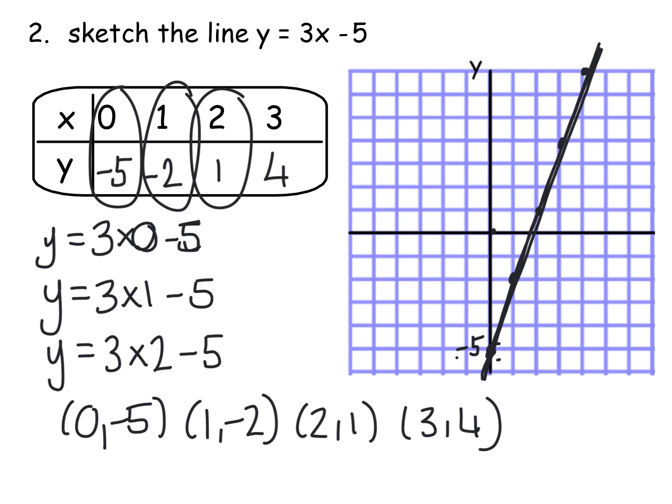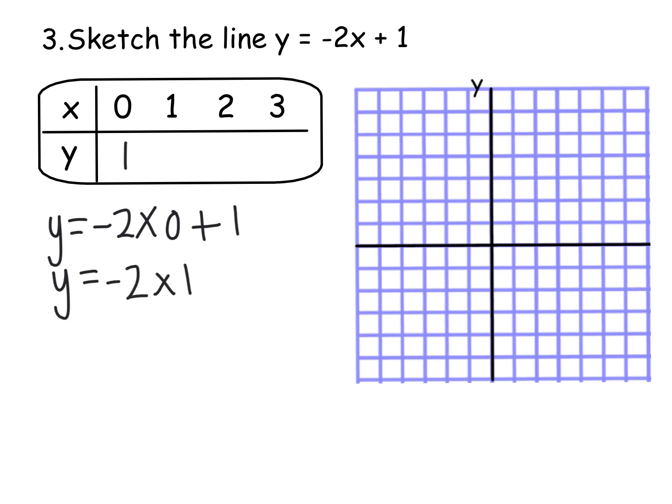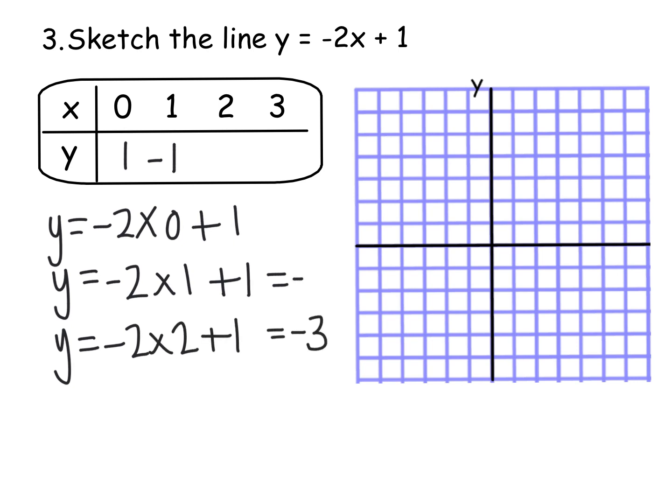I'm going to do one more. This one has a negative sloping line because it's got a gradient of negative 2, so we're going to expect this to go down that way instead. So let's fill out our table. y equals negative 2 times 0 and then add 1. So that's just 0 add 1 is 1. We're going to do negative 2 times 1 add 1, which is negative 2 plus 1 is negative 1. Then it's going to be negative 2 times 2, add 1. So negative 4 add 1 is negative 3.